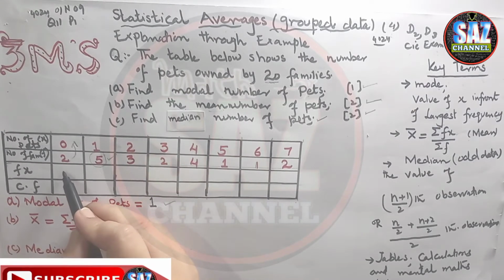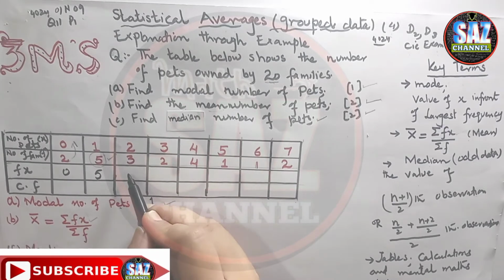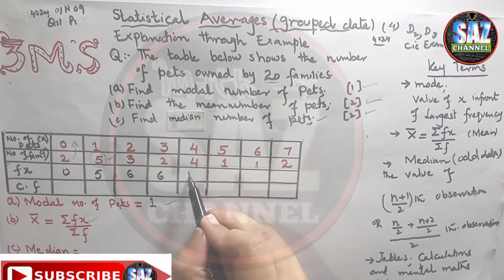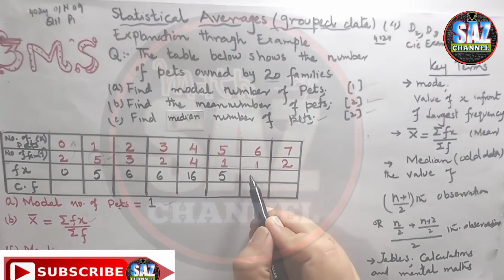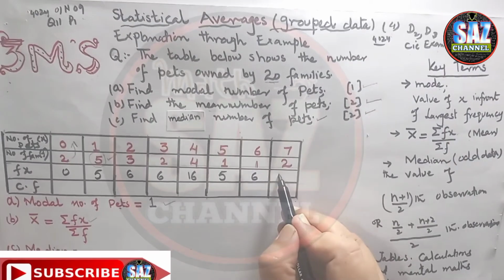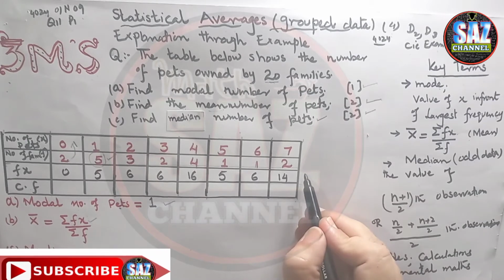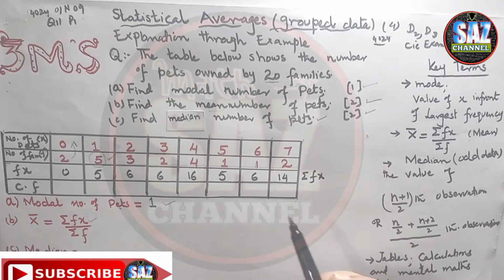2 multiplied by 0 will be 0, then 5, then 2 multiplied by 3 will be 6, and then again 6. 4 times 4 is 16, then 1 times 5 is 5, 1 times 6 is 6, and 7 times 2 is 14. Now quickly add up the sum column or summation column, what will be the answer for summation of f of x.